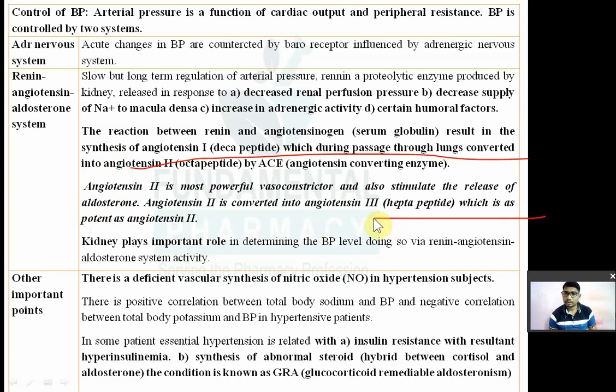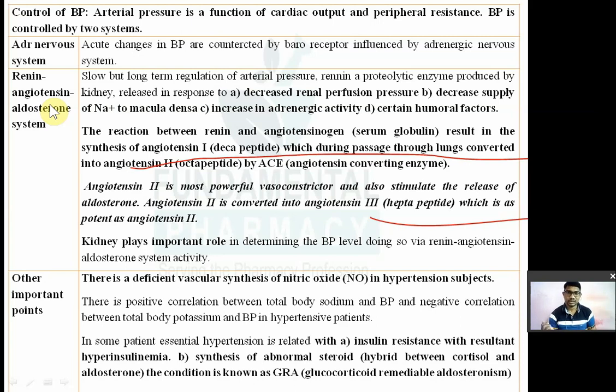Okay, remember the role of renin. Renin will convert angiotensinogen, which is an inactive globulin, into angiotensin 1. This angiotensin 1 will travel to the lungs and be converted into angiotensin 2 by the enzyme angiotensin converting enzyme, ACE. Angiotensin 2 is a powerful vasoconstrictor and releases aldosterone, which increases the blood pressure.